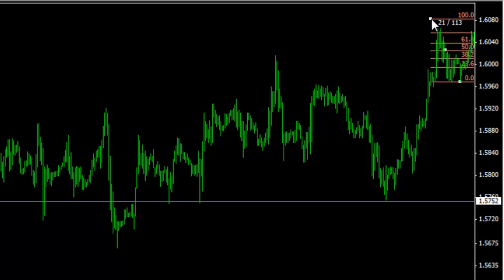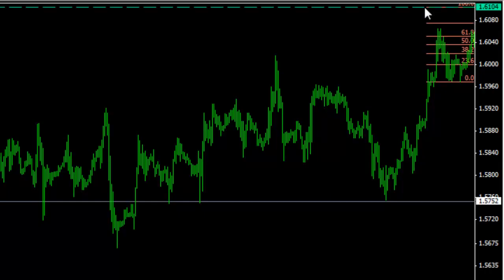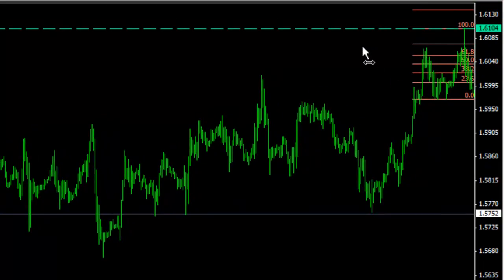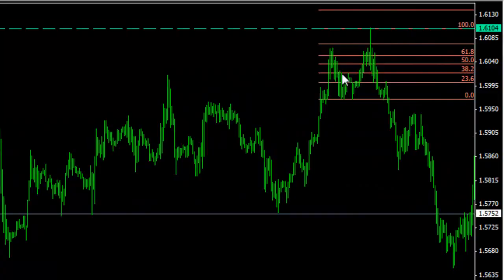Then you just pull your fib up until it sits inside of the sweet spot. Here's the 62% retracement level, the 79% retracement level, this level right up here. Now you just wait for price to trade right up into that level, and then boom, reflection.